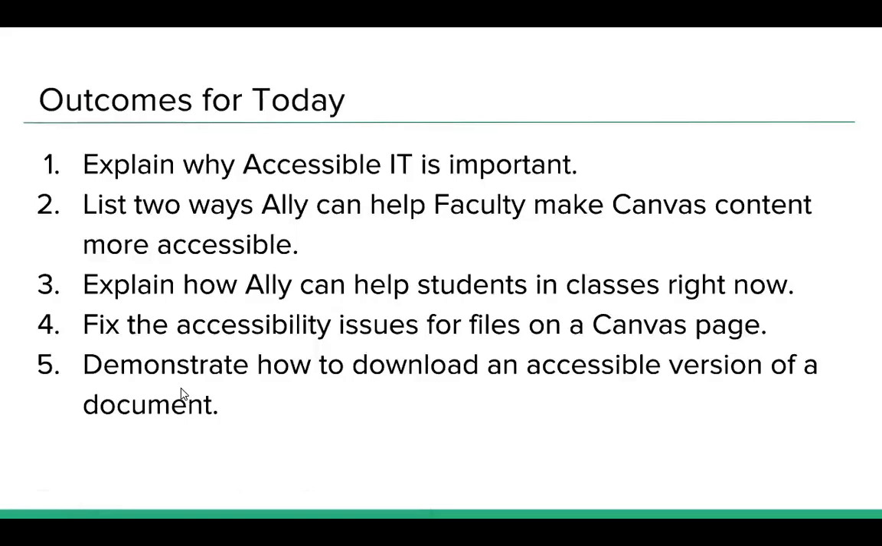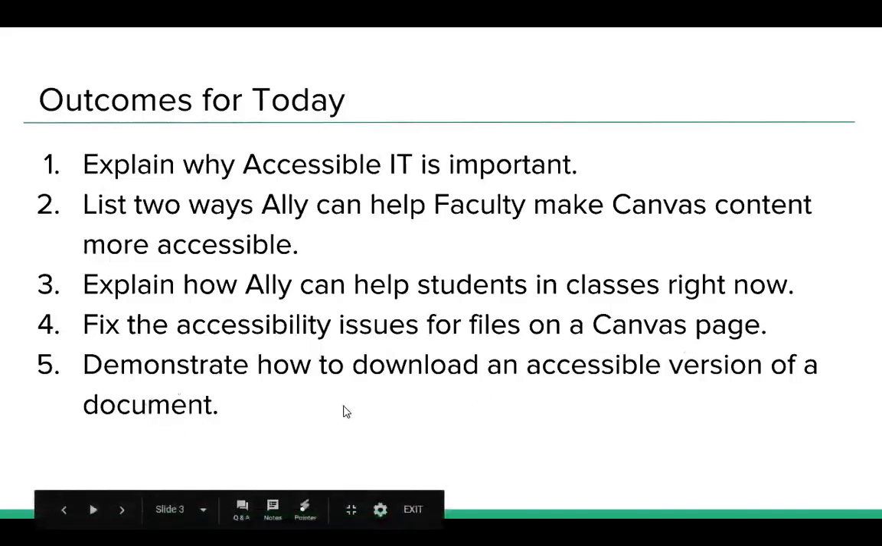I'm going to give a brief overview of why accessible IT is important, in case you missed the sessions during opening week. So at the end, you'll be able to explain why it's important. Also at the end, you'll be able to list 2 ways Ally can help faculty make Canvas content more accessible. You will also be able to explain how Ally can help students in your classes right now. Number 4, you'll be able to fix the accessibility issues for files loaded on a Canvas page. And finally, you'll be able to demonstrate how to download an accessible version of a document.